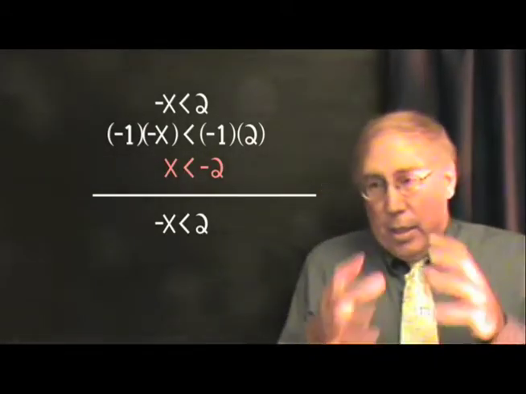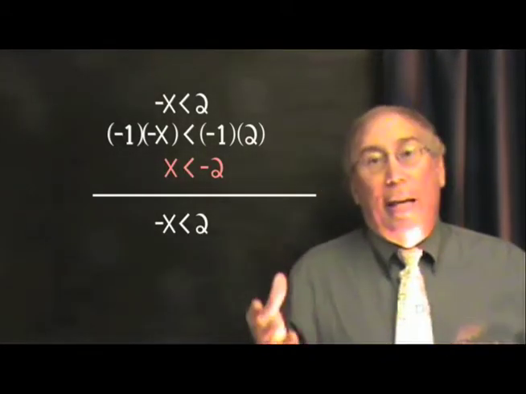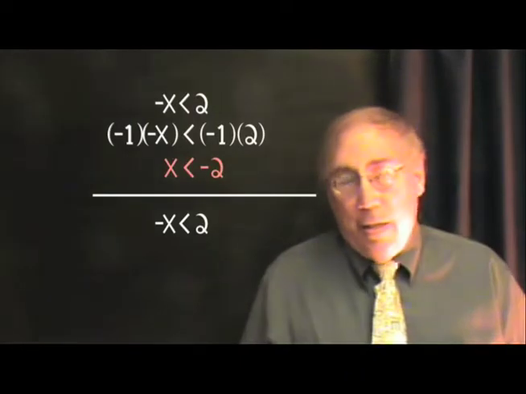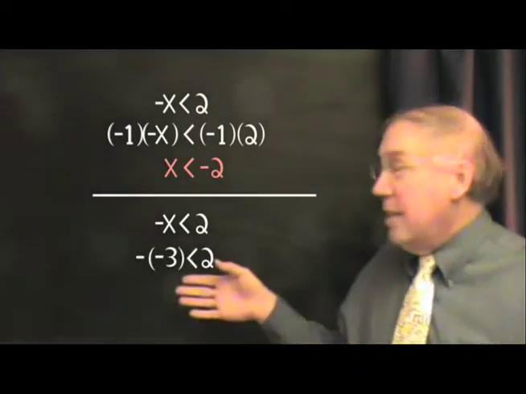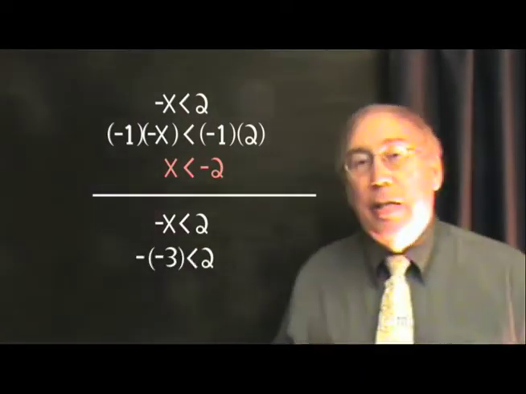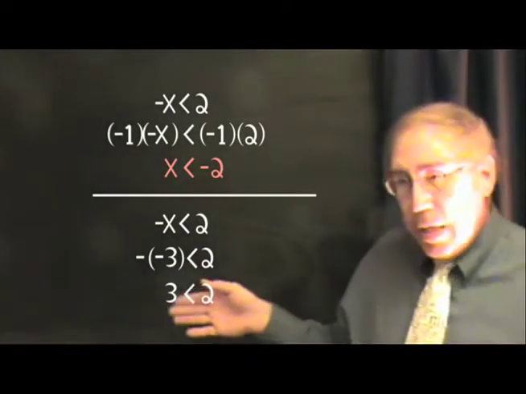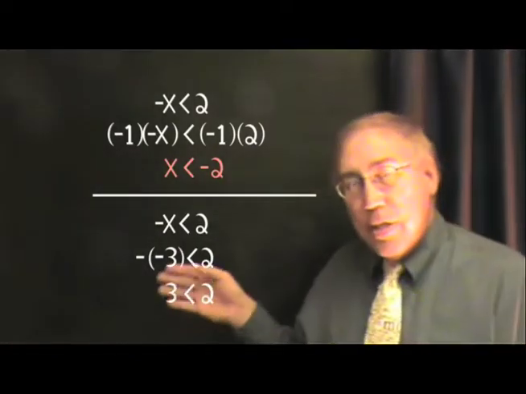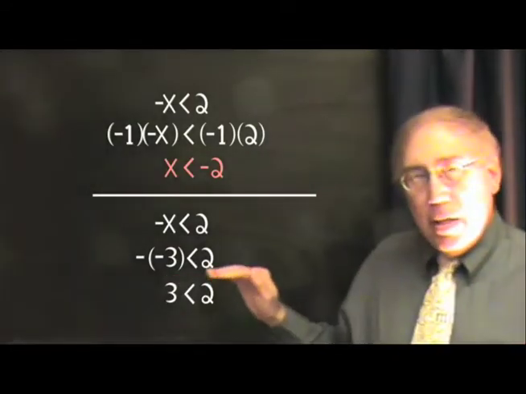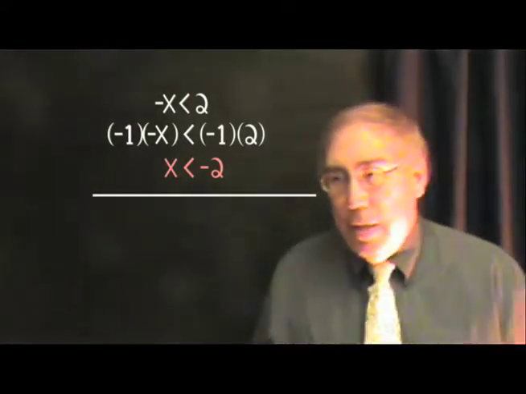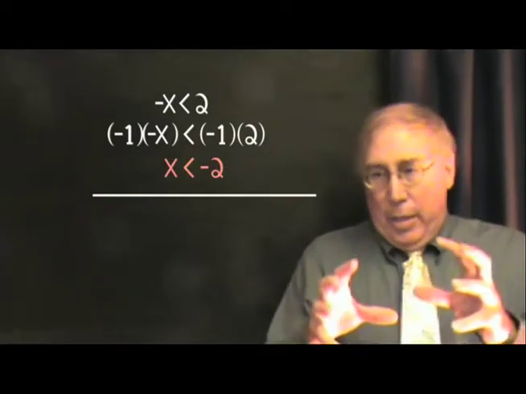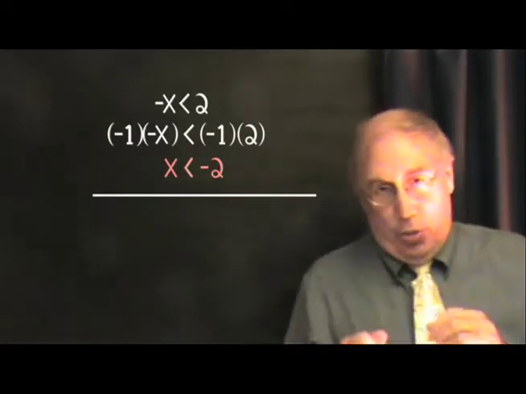Now, let's pick a number, let's say negative 3, that is less than negative 2, and substitute that into our original inequality. And what we're going to be left with is 3 is less than 2. That is a wrong statement. It's not true. Let's see how we can correct this situation.